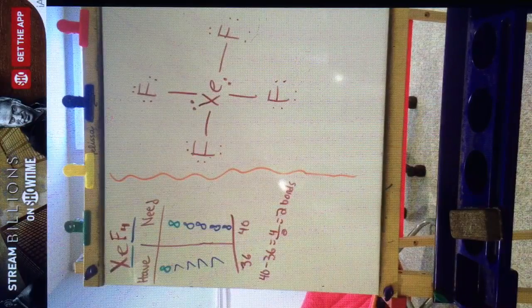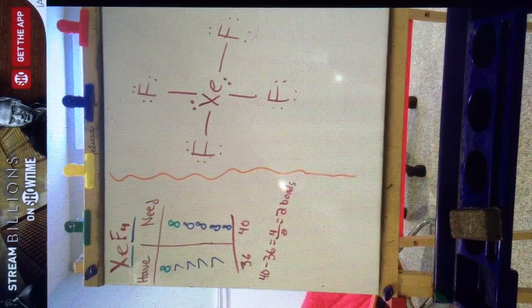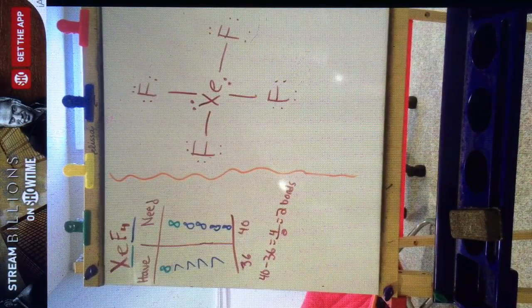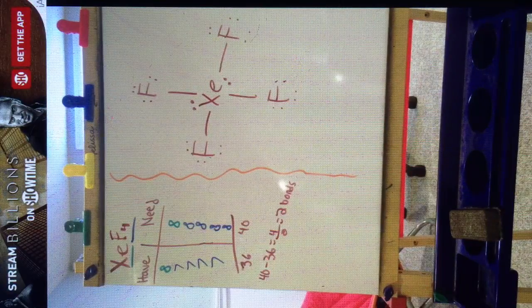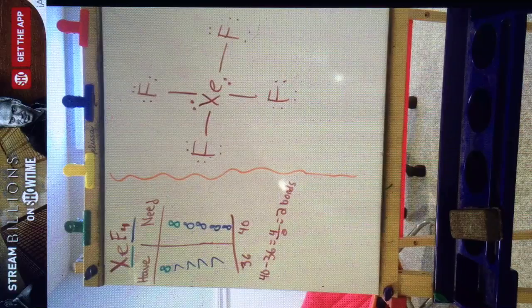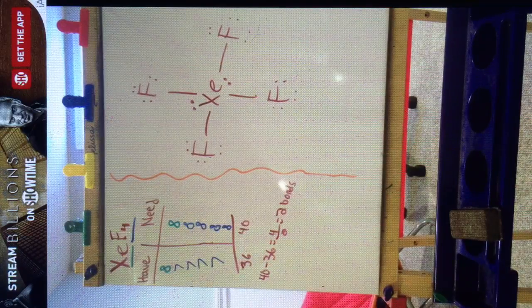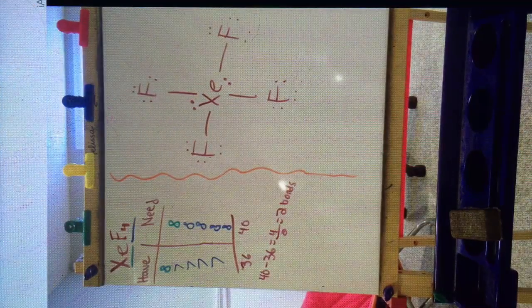Xenon tetrafluoride is an example of a molecule with an expanded octet. So let's calculate the number of electrons this molecule has. There are 8 valence electrons in xenon and 7 in each of the fluorine atoms, which comes together to a total of 36. And there's 8 needed for the xenon because it's already full, and it needs 8 for each of the fluorines, which comes together to 40. So if we subtract 36 from 40, we get 4, and divide that by 2 to find the number of bonds, which is 2 bonds.